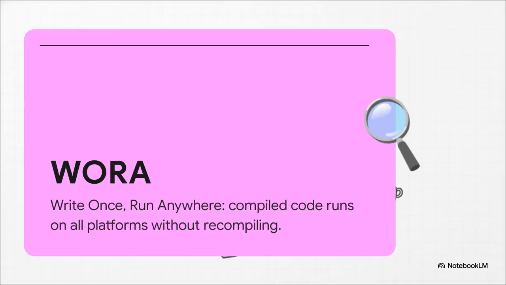Well, the answer boils down to a revolutionary philosophy called WORA, which stands for Write Once, Run Anywhere. This is the foundational design goal of Java. It brilliantly shifted the heavy lifting of hardware translation completely away from the programmer. Instead of you having to write different versions of your code for Mac, Linux, and Windows, you just write it once. Then a universal execution engine steps in and handles the rest.